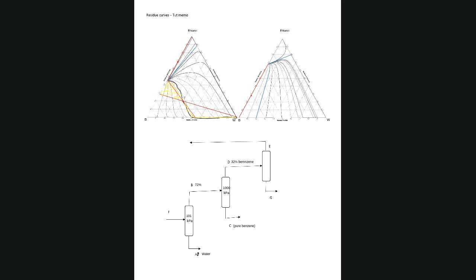Okay, let's go up again. So now we've got 32% benzene, and now we can reduce the pressure again. So this is pressure swing distillation that we're doing. And once we've reduced the pressure, we can again make that azeotrope and pure ethanol. So let's have a look at that on our process flow diagram.